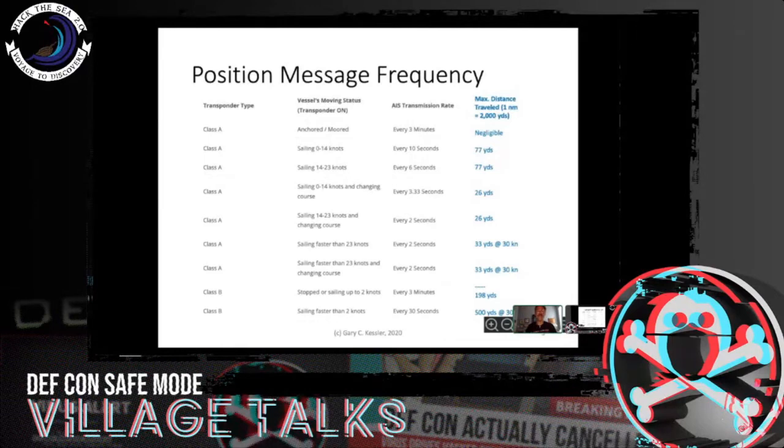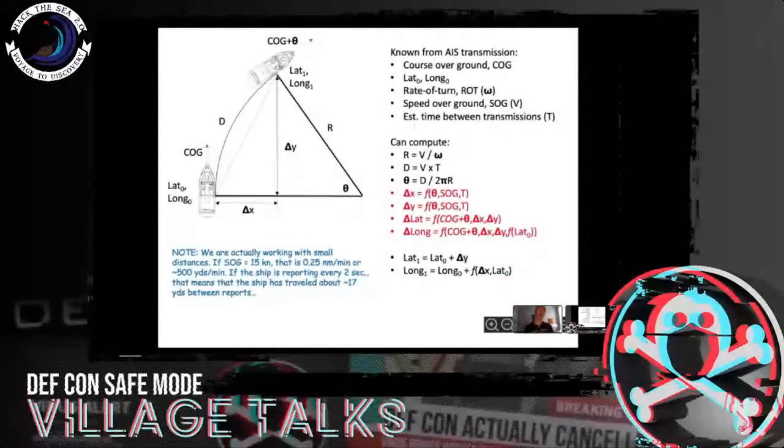Then I said, well, look, I've got a ship here at some latitude and longitude, which I'm calling lat 0 and long 0. I know my course over ground. I know my rate of turn. And so the question is, all right, I've got a triangle in here. I've got some angle theta. Now, this may or may not be the right approach, by the way. At some time t later on, I've got my new latitude and longitude, lat 1 and long 1.